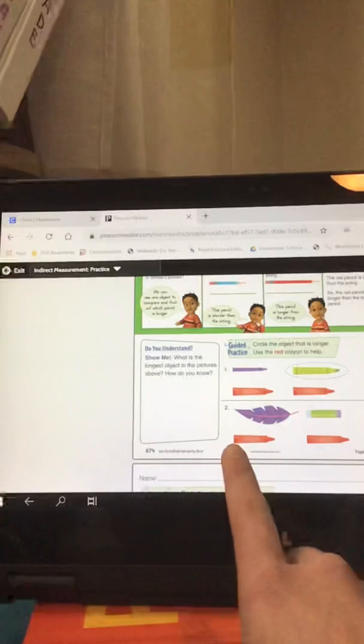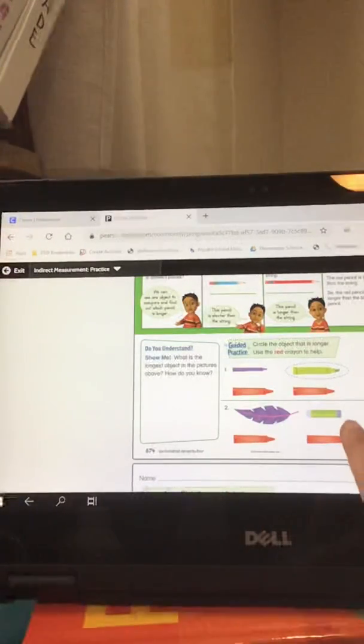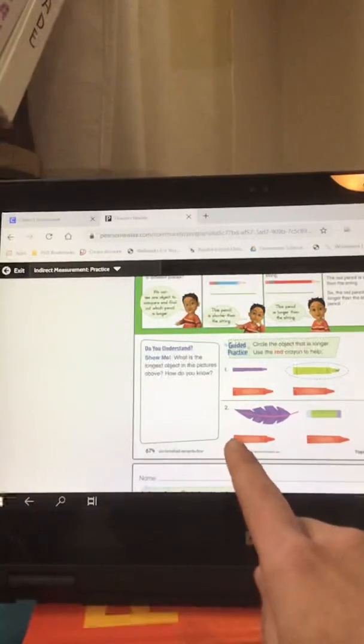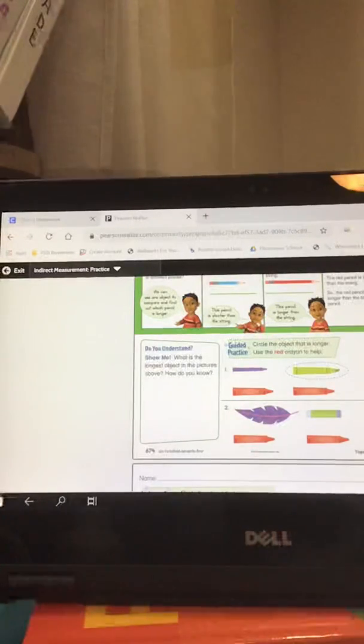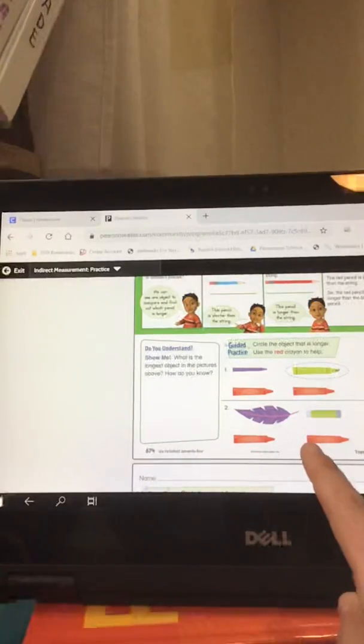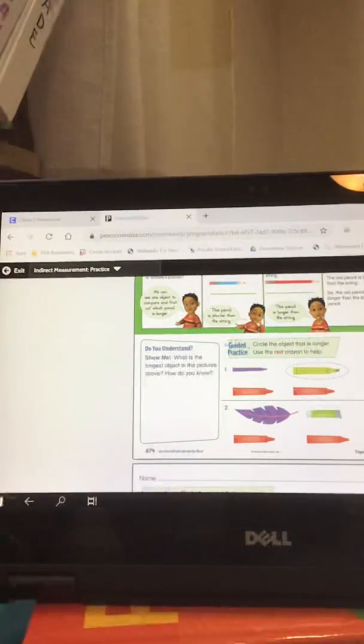The green marker is longer than the red crayon, so I would circle the marker. Now if we look at number 2, we are looking at the feather and the glue stick. So I'm going to line up the ends of my feather and my glue stick to the end of the red crayon. That way I know that it is being compared closely.